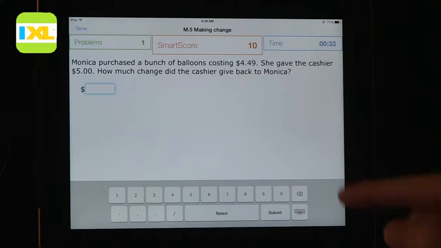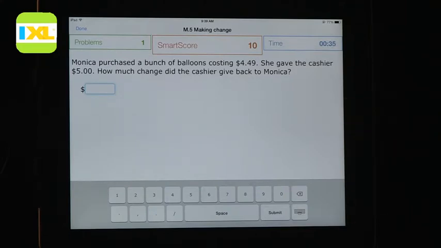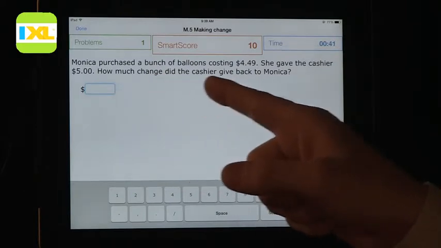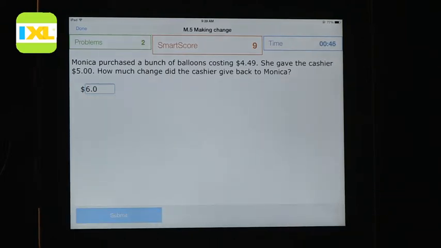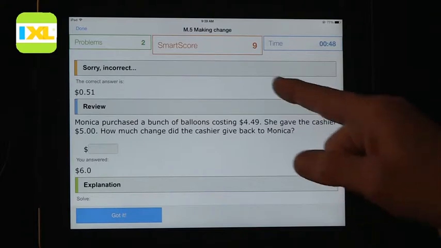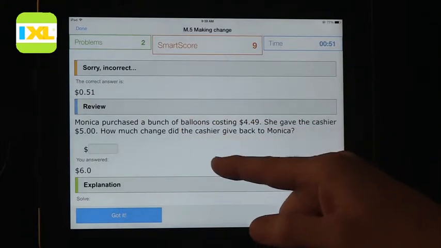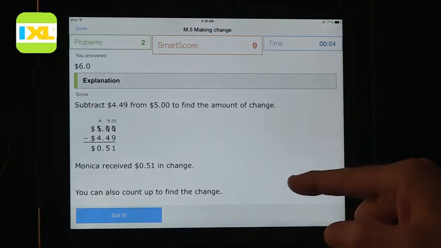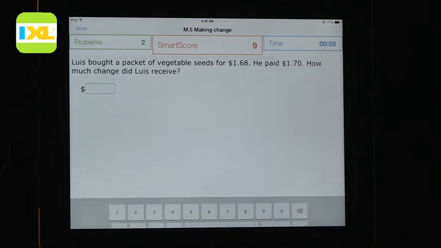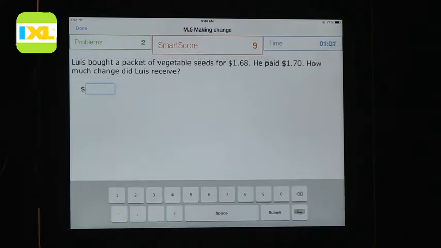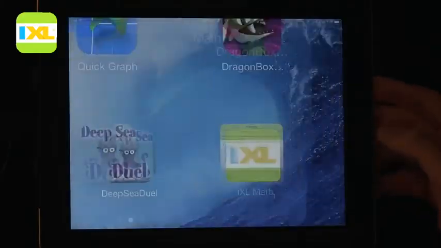And the other thing that happens is you get a measure of time, so you're actually able to see how fluent kids are doing this specific skill. And here's another one, and let's say that I give a wrong answer. It's incorrect, and then you get a review and an explanation with the exercise, and then you can say that you got it, you understand, and you can move to another question in that area. So this one is called IXL Math, and it helps explore a whole variety of problems.